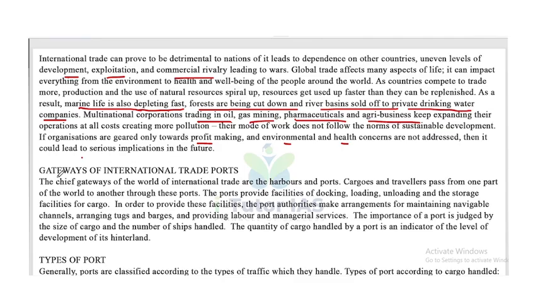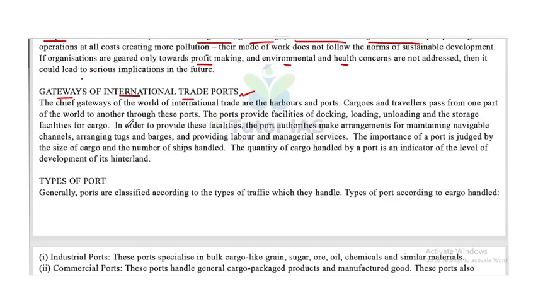Now, gateways of international trade: ports. The chief gateways of international trade are the harbors and ports. Cargoes and travelers pass from one part of the world to another through these ports. The ports provide facilities of docking, loading, unloading, and storage for cargo.